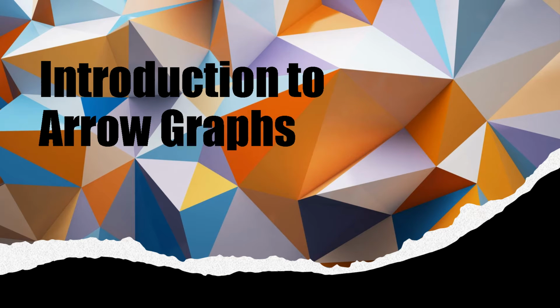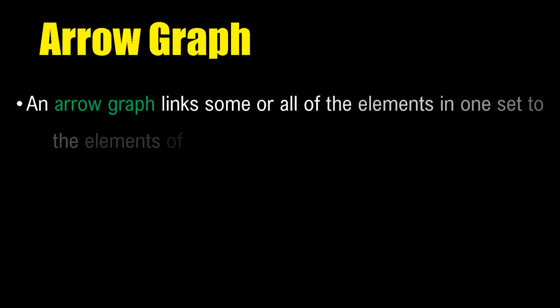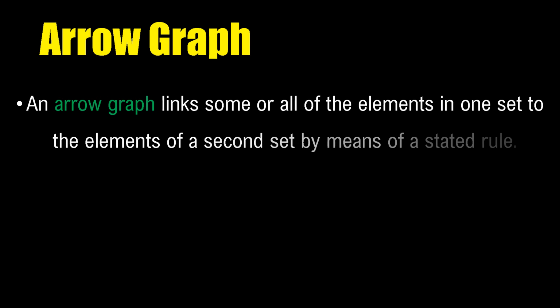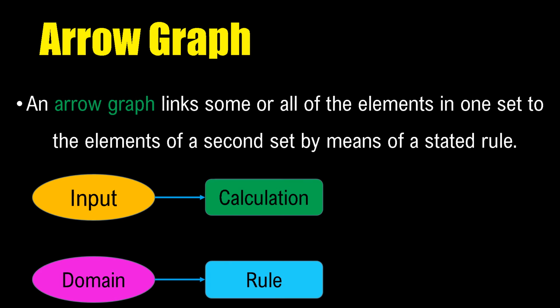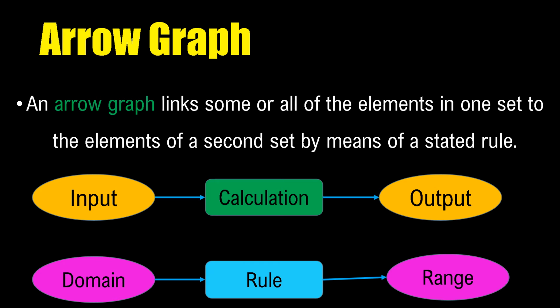and two arrow graphs. An arrow graph links some or all of the elements in one set to the elements of a second set by means of a stated rule. The input values are placed in our domain, and we will do a calculation by applying the rule to the function. The values that come out of the function, our output, is known as our range.